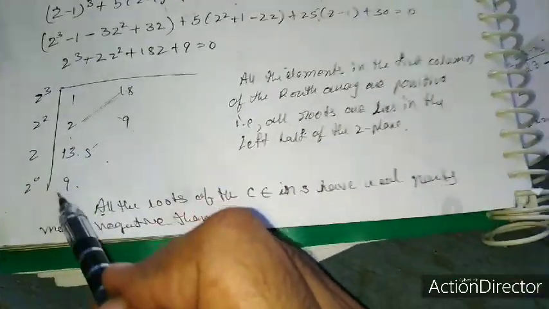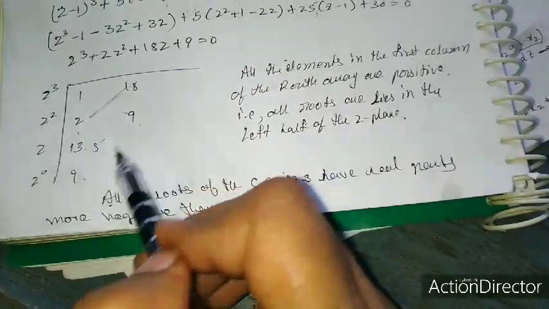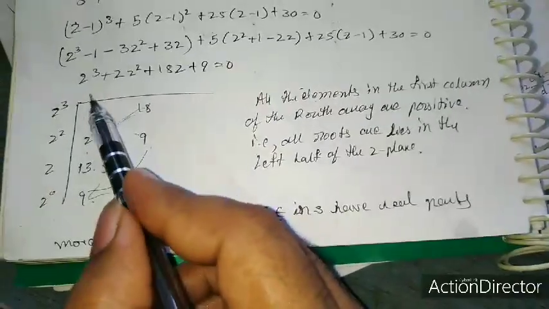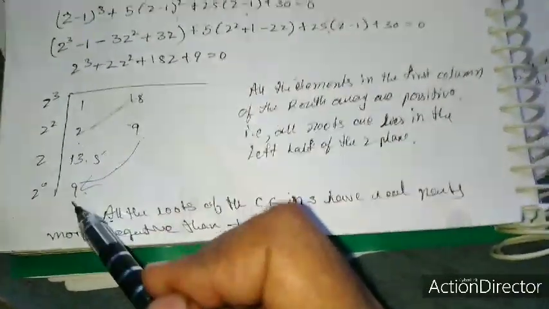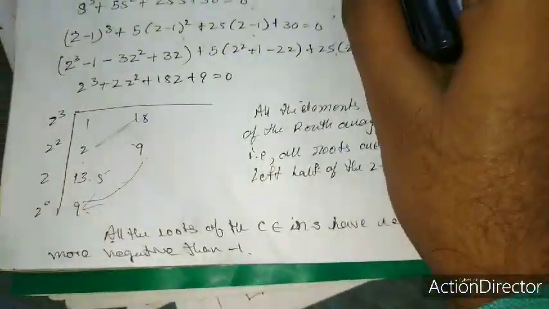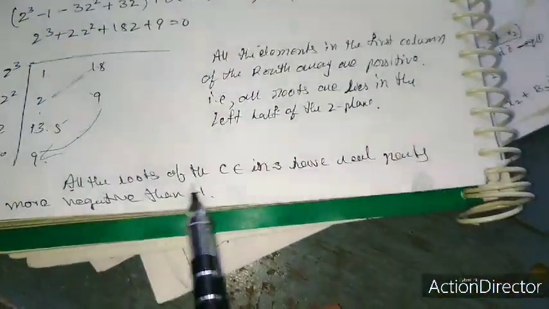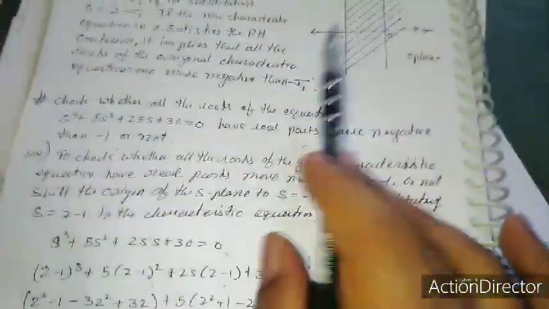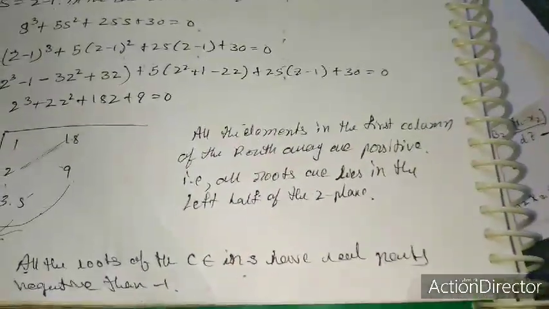Here no term is there, I got 9 directly. So all the elements in the first column are positive here. The meaning is that even if you shift from 0 to -1, all the roots of the characteristic equation are more negative than -1. They lie to the left of this -1 line. In this way we can find out the relative stability. So this is one more application of the Routh array criteria.